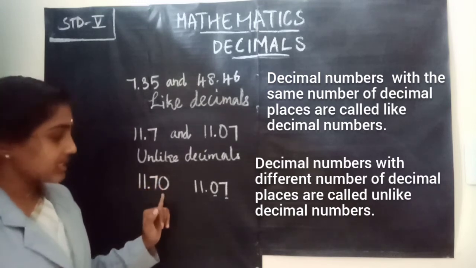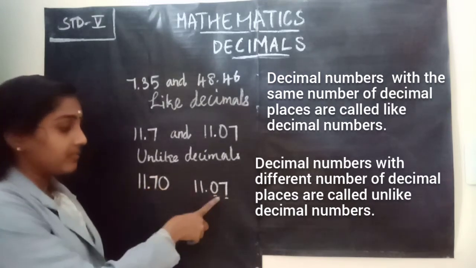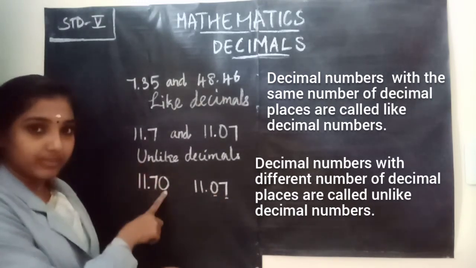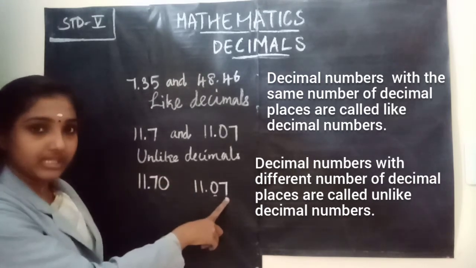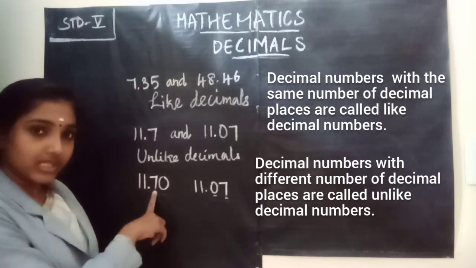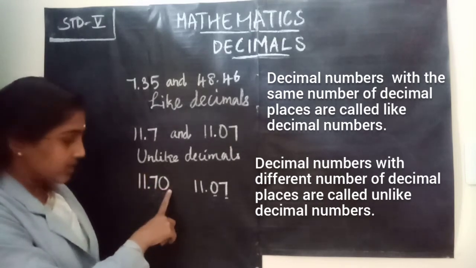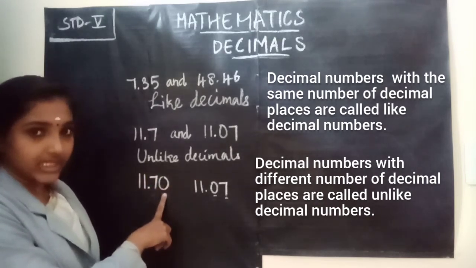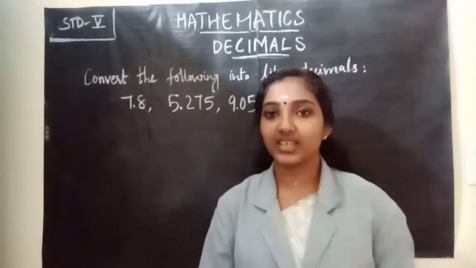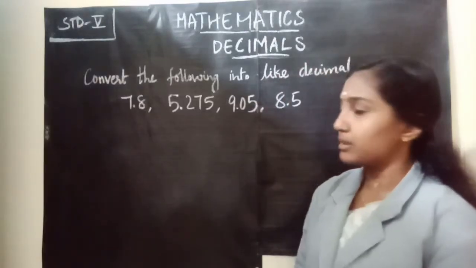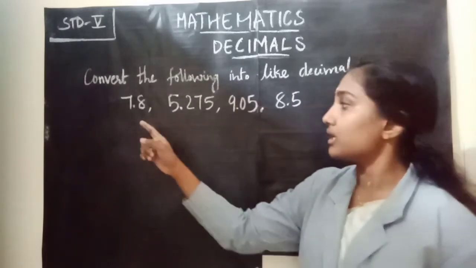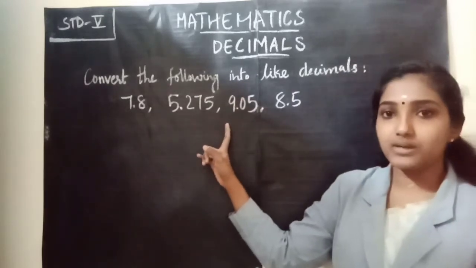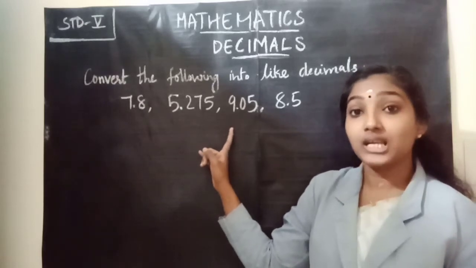Okay, so this is the way. We have put only 1 zero because here we need 2 decimal places. Already there was 1 decimal place, so 1 more decimal place we need. So we have put only 1 zero here. Okay. Now let's see, here a question is given. Convert the following into like decimals. So here we are given some decimal numbers and we have to convert them into like decimals.